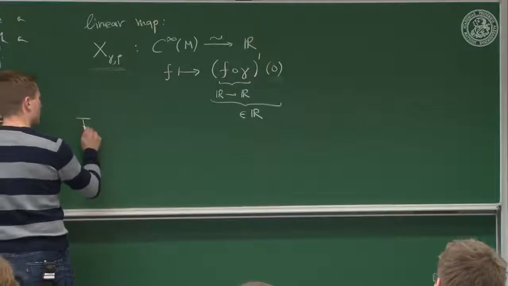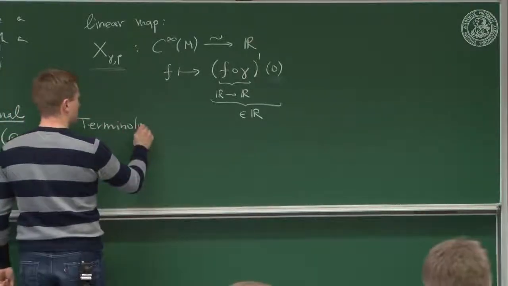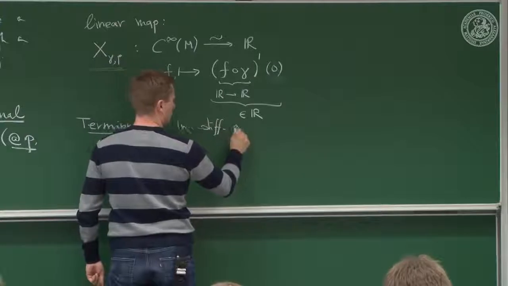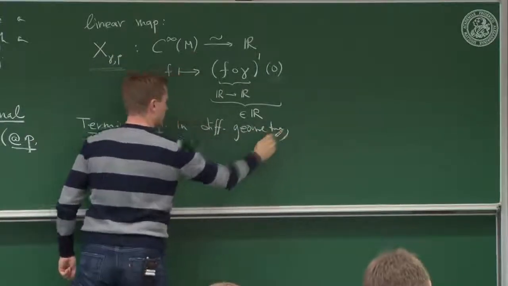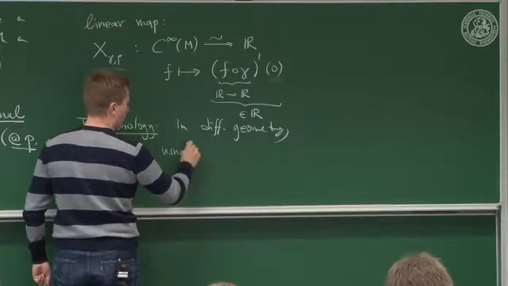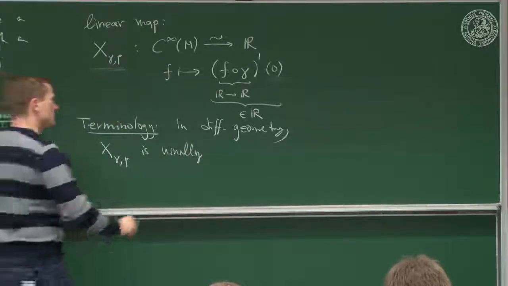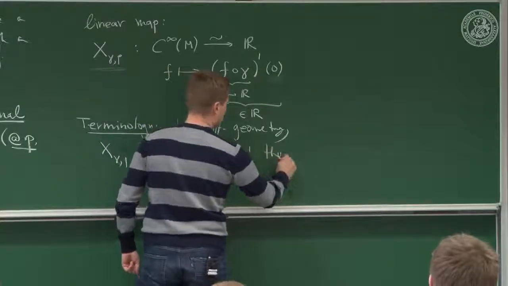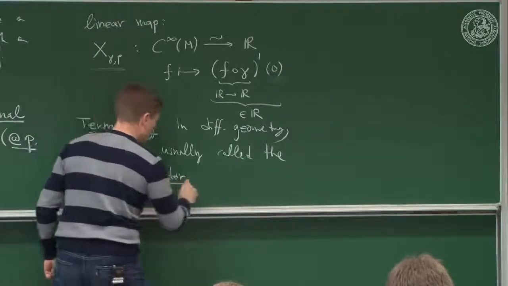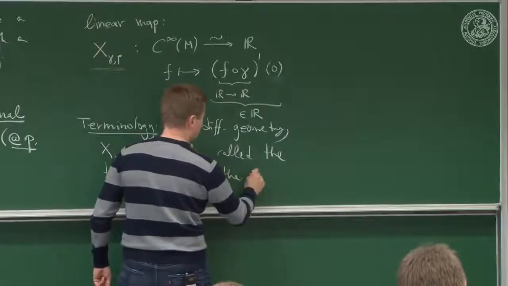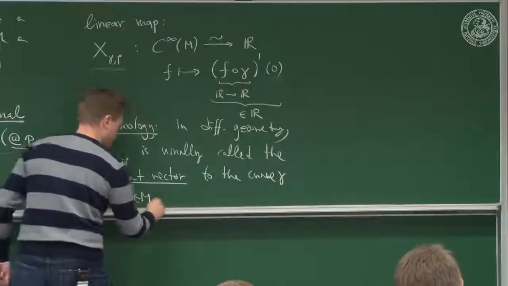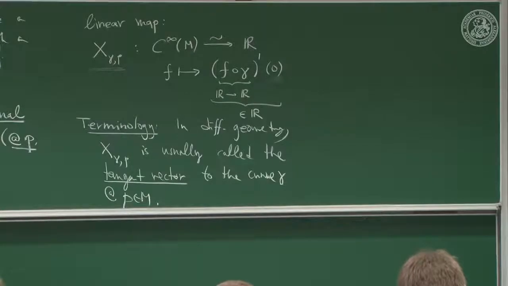Now, there is an important piece of terminology, and that is that in differential geometry, this X gamma comma P is usually, and we will follow this convention, usually called the tangent vector to the curve gamma at the point P in M. So there it is, a tangent vector.